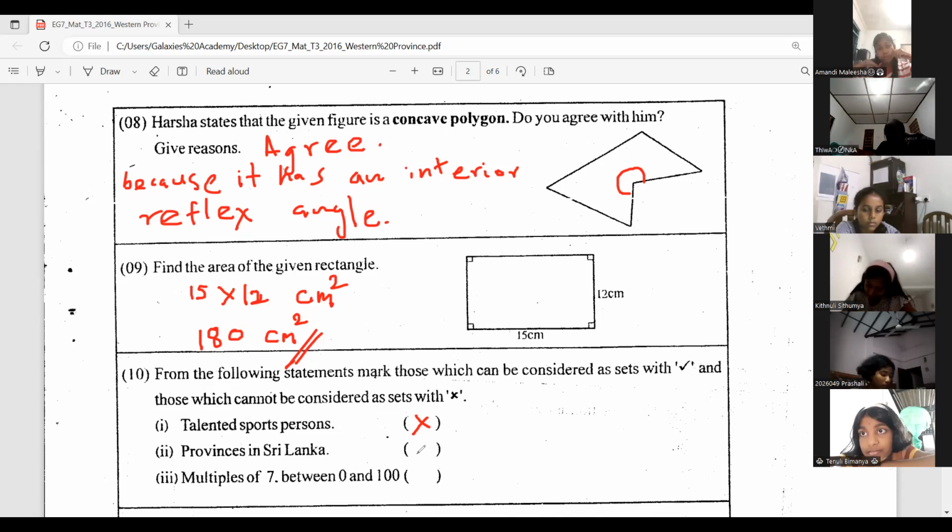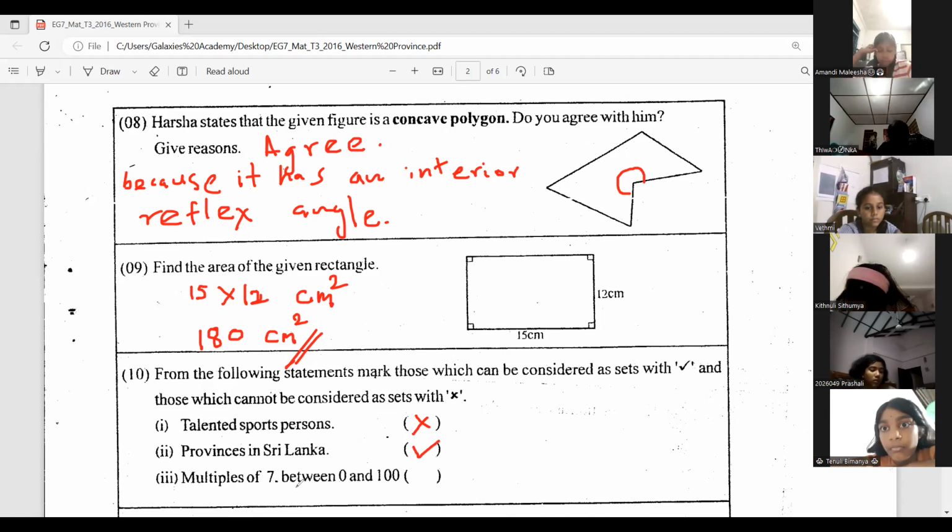Set. Yes. What is the reason for it? Provinces in Sri Lanka, we can categorize, no? Clearly we can identify provinces in Sri Lanka, right? So like that, if you can clearly identify the given items, we call them a set.